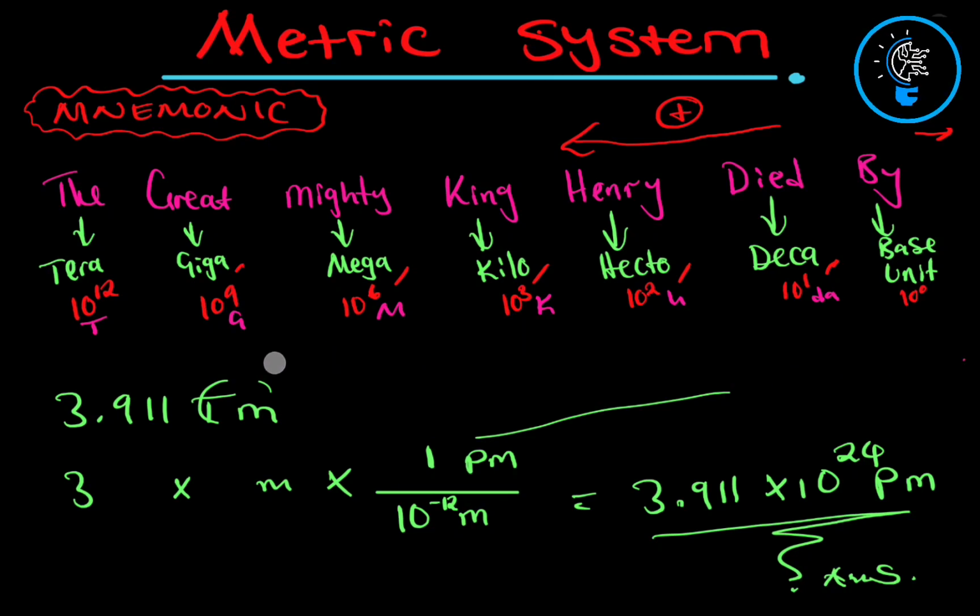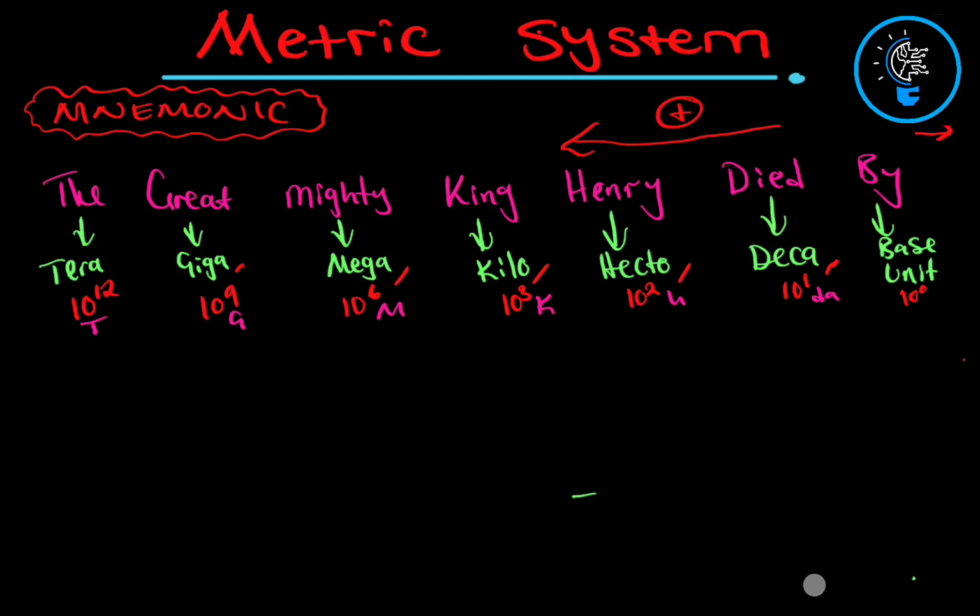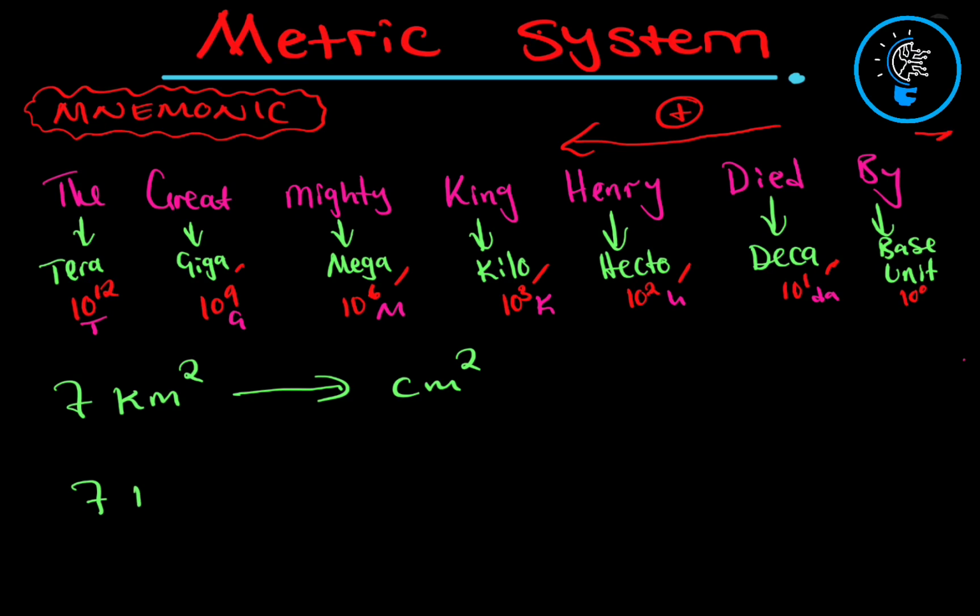Let's do another example. Let's say this time we have a unit that falls under area. So let's say we have 7 kilometers squared of area, and we are told to convert it this time into centimeters squared. If you are given a unit of this kind, you can convert it this way.